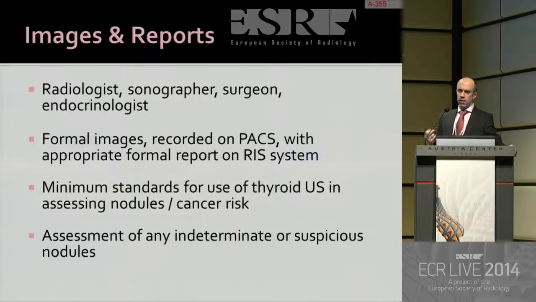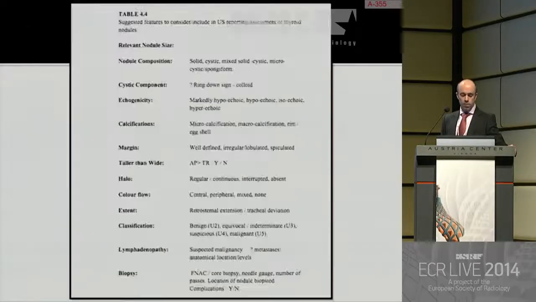We should also be assessing any indeterminate or suspicious nodules and accurately recording any nodules, their location, if chosen for FNA. This is a brief table, well, not that brief. This is a table taken from the new British Thyroid Association guidelines as a suggested template for the number of features that can be included in a thyroid ultrasound report. And there are many features. They're not all relevant for every report, but it's a suggested template and information to contain.